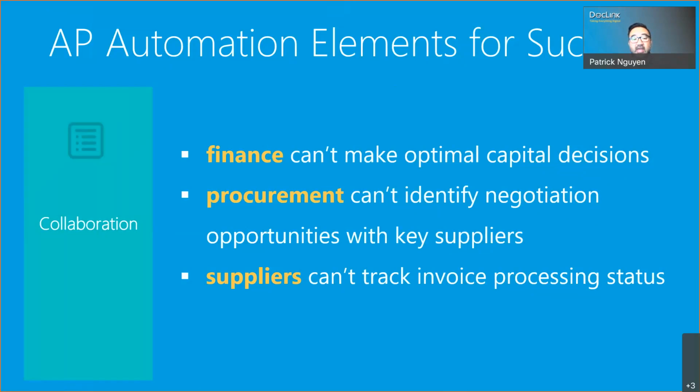Having the key stakeholders have the capability to approve and have visibility to their invoices, but then also collaboration maybe with the procurement department, right? With purchases, and collaboration with your suppliers as well, because you can utilize DocLink as a supplier portal as well.